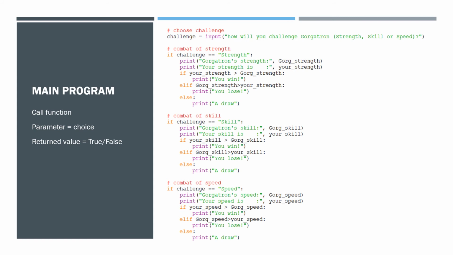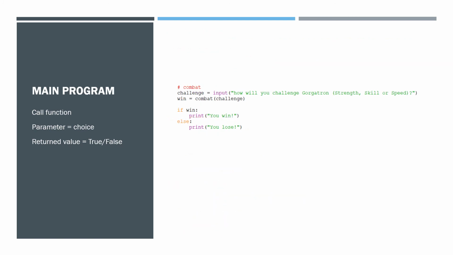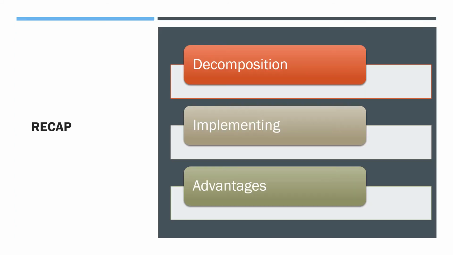So this is what my main program looked like before I did that. After I've done it, that's it. That's the program, that part of the program. So I choose what kind of challenge, and then I call the combat procedure with challenge as a parameter. I return the value and store it as a variable called win. If win is true, say you win, otherwise say you lose. So it's greatly simplifying my program.